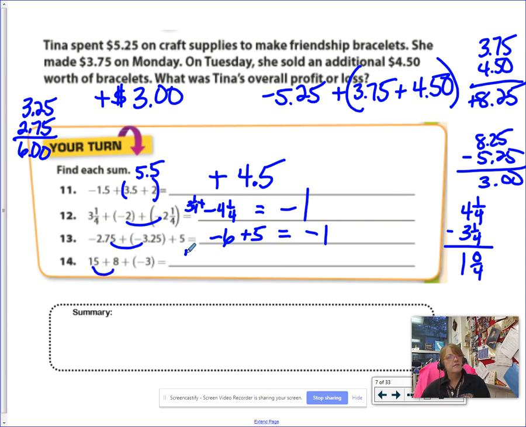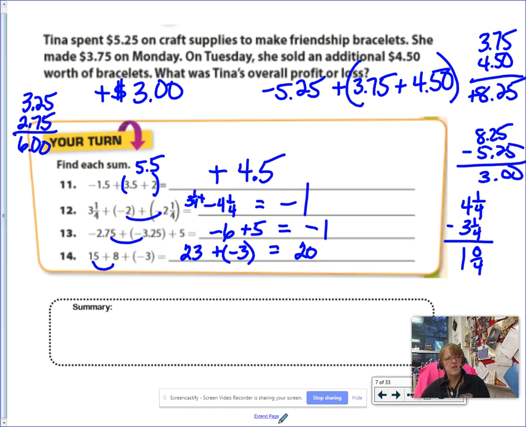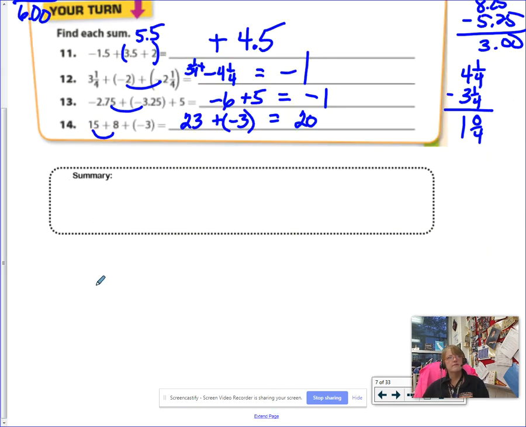Finally, these two, combine the two with the same sign. Here we go. You should end up with positive 20. Sweet. All right, in summary, here's what you need to watch out for.